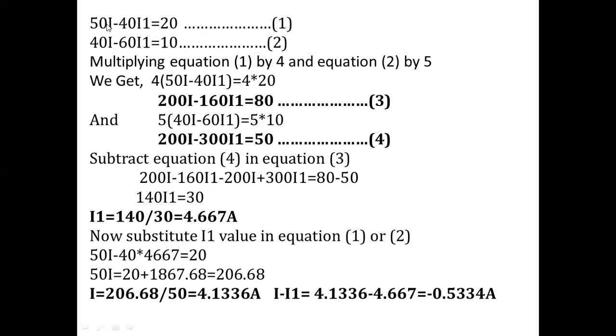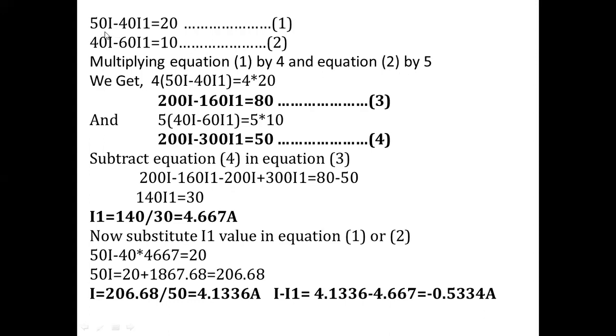So either 50 is there, here 40 is there. We can multiply this one by 4. 50 into 4, how much? 200. 200I we will get. Here by multiplying this equation by 5, 4 into 50, 200. So this is 200I, this will also be 200I. Same value है, दोनों subtraction किया तो cancel कर सकते हैं. So equation 1 should be multiplied by 4 and equation 2 should be multiplied by 5 here now.